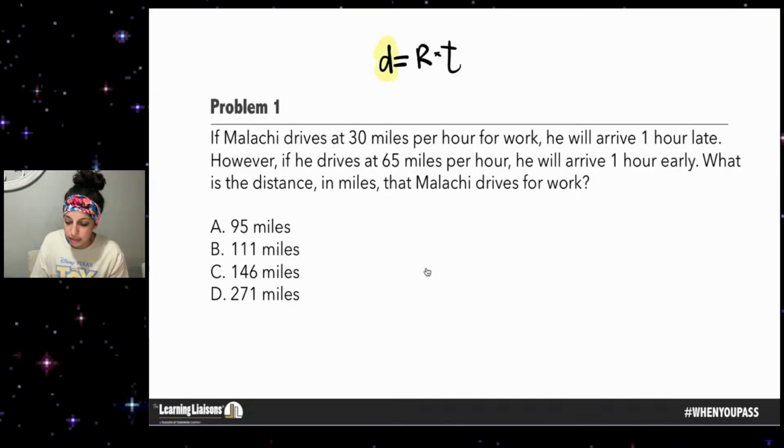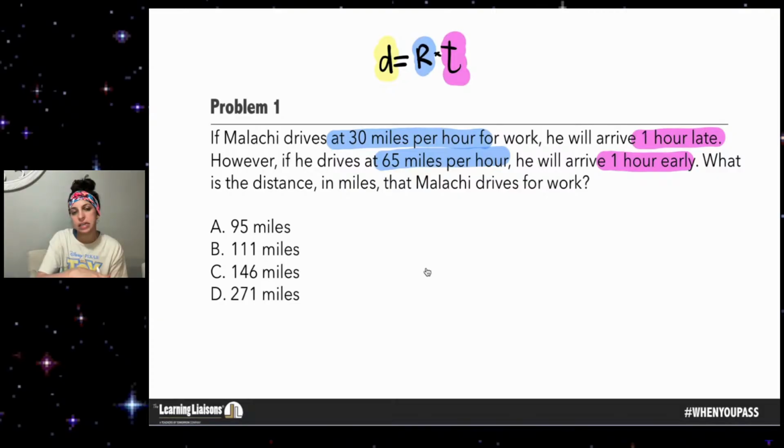Let's call distance yellow, rate blue, and time pink, right? So if Malachi drives at 30 miles per hour, there's a rate, 30 miles per hour. He will arrive 1 hour late. So that doesn't tell us how fast he's going, but it does give us some sort of time frame, right? And then it says, however, if he drives at 65 miles per hour, he will arrive 1 hour early. So we've got another rate, and we have another time. What is the distance in miles that he drives for work?